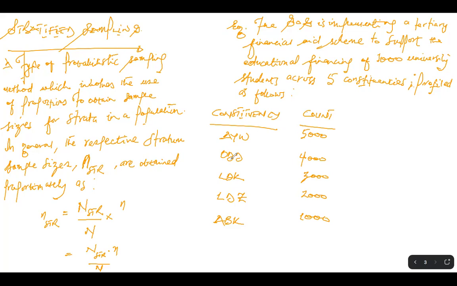Okay, the question that the government would want to answer is how many people can I support in Ayawaso? How many people can I support in ODD? How many people can I support in Lejo? How many people can I support in Ladade? And how many people can I support in Ablekuma? In such a way that I would fairly, the key word is fairly, okay, that I would fairly or equitably distribute the 1,000 opportunities across board.